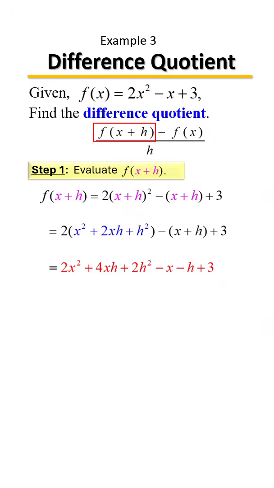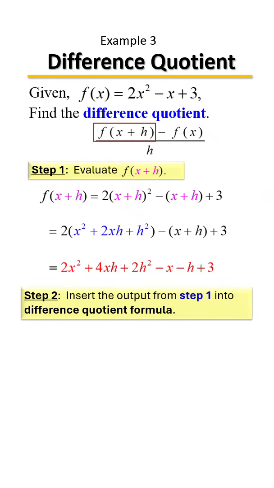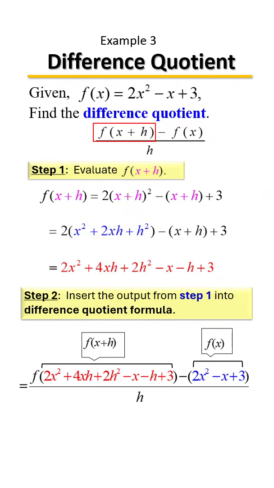Now we're not done. We know our next step now is to take all of that and plug it into the front end of the difference quotient function. So we're going to go ahead and do that. So there it is, minus the function itself, and then all over h.